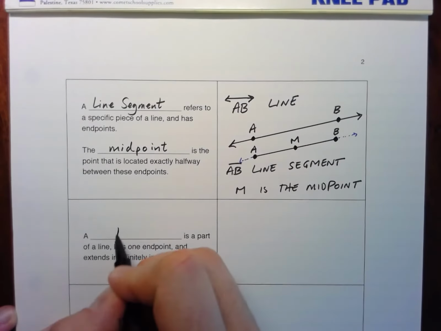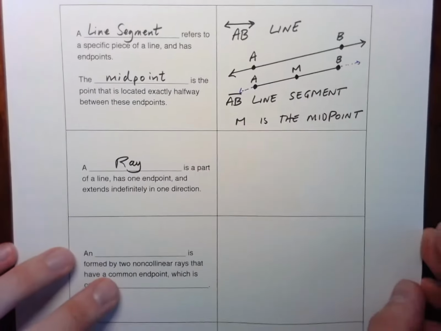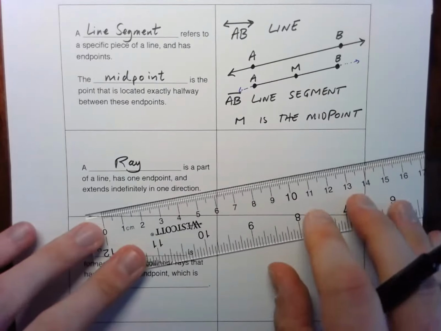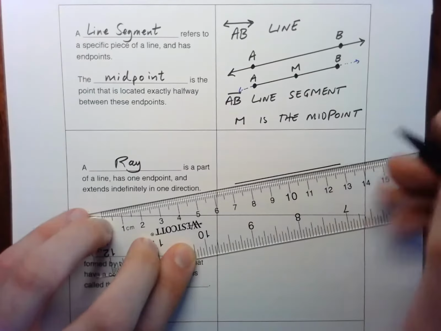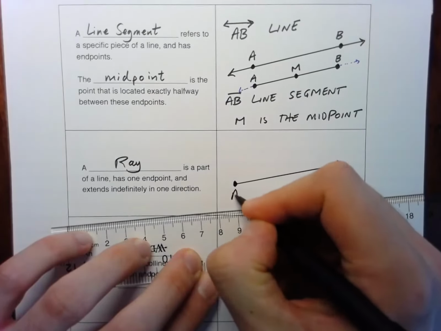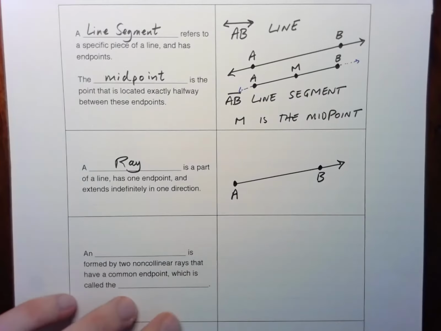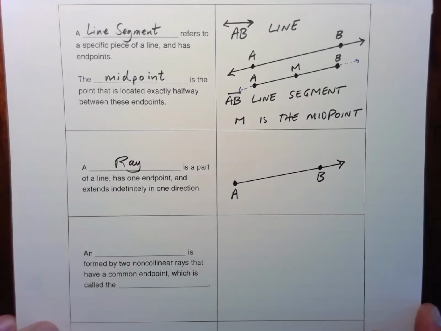A ray is a part of a line, has one endpoint, and extends indefinitely in one direction. So, whereas a line went in both directions infinitely, this one starts at point A, goes through point B, and continues on forever.